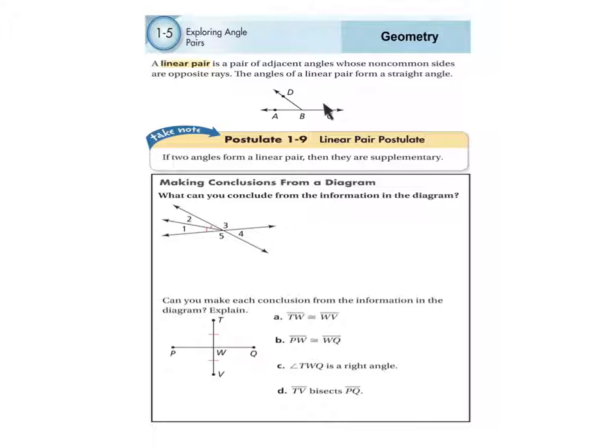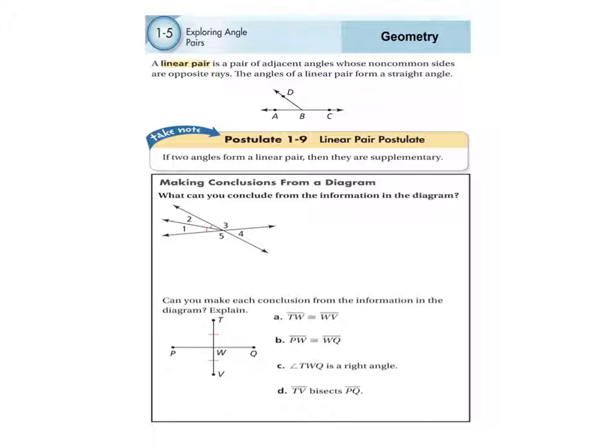So in other words, when you have a linear pair, you have a pair of angles that add up to be 180 degrees. It says here, postulate 1.9: if two angles form a linear pair, then they are supplementary. They add up to be 180 degrees. Now, in terms of things that you can assume, can you assume that two angles are a linear pair? Yes, you can. That does not have to be marked in the diagram.